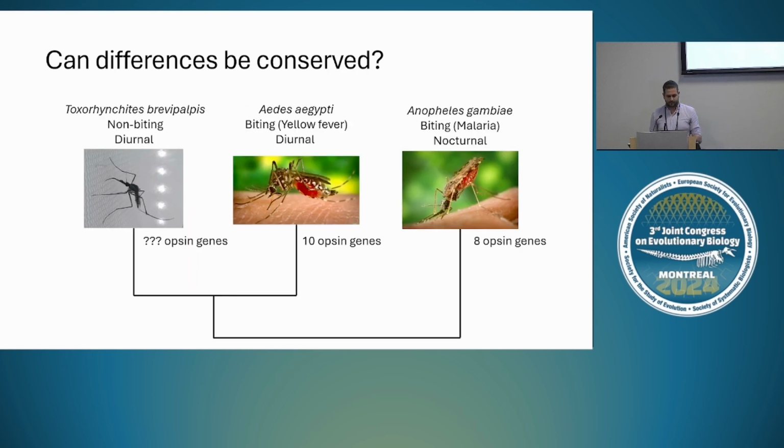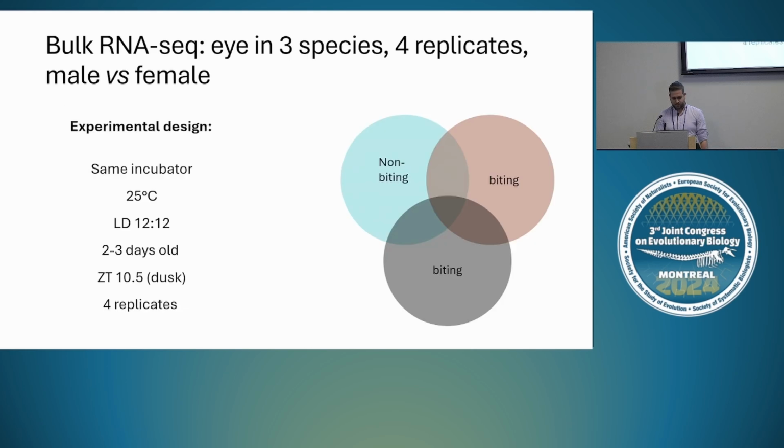So to do this analysis, we are using 3 different species. Why these species? First, because they are available in the lab, but also we took 2 biting species, one diurnal, one nocturnal, and a non-biting species, which is diurnal, Toxorhynchites brevipalpis, which will act as a control to know which genes are involved in biting or not. And all of them have quite a lot of opsin genes.